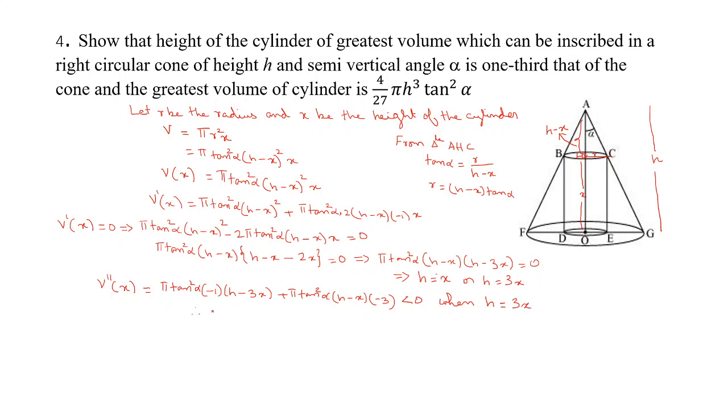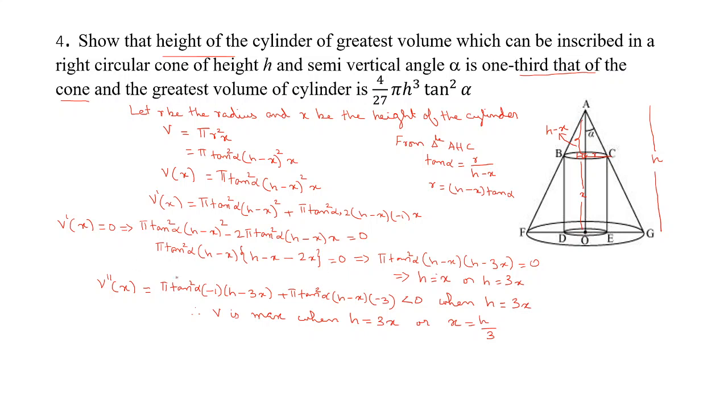So therefore volume V is maximum when h is equal to 3x, or x is equal to h by 3. So the volume of the cylinder is maximum when the height of the cylinder is 1/3 of the height of the cone. So that is the first part. So the height of the cylinder of the greatest volume will be 1/3 that of the cone. So the first part is proved.